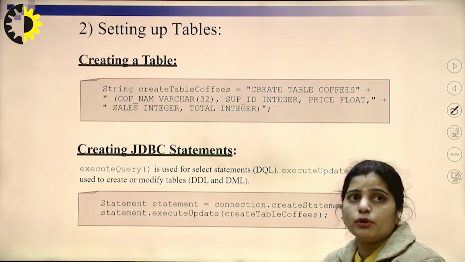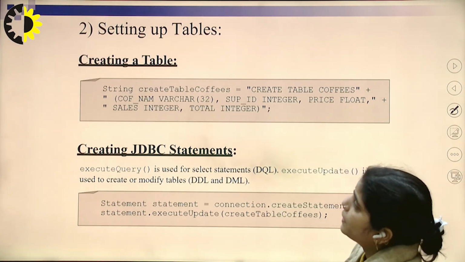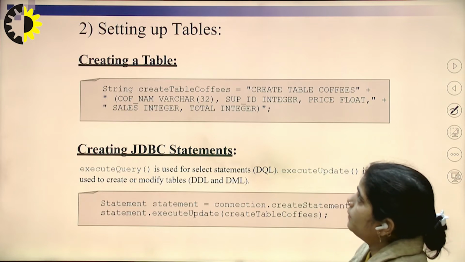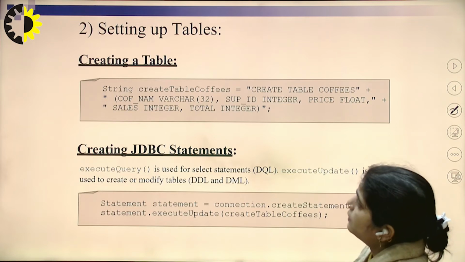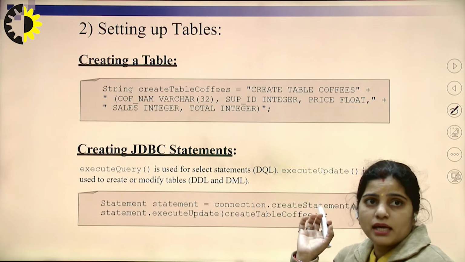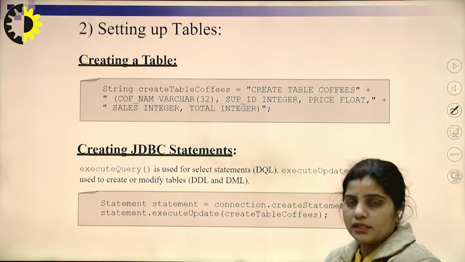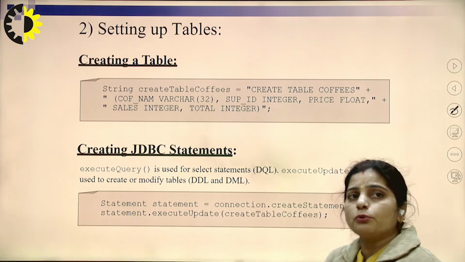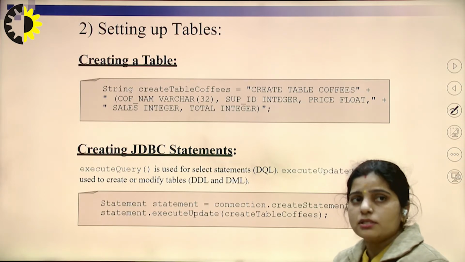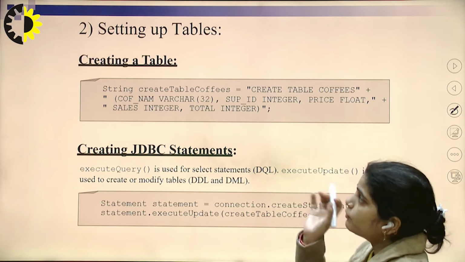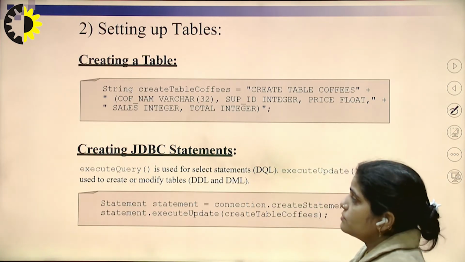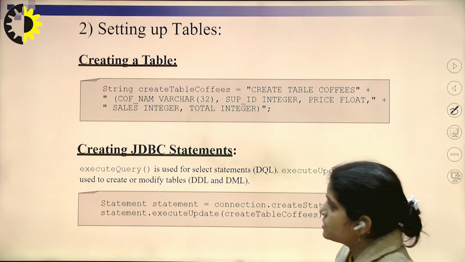So first of all, we create the table. Here we are going to create a table, coffees, and we are providing the values inside it. As we have seen in the database subject, how to create the database and how to create the tables, similar to that we have to create a table here. Next one is how to create the JDBC statements.